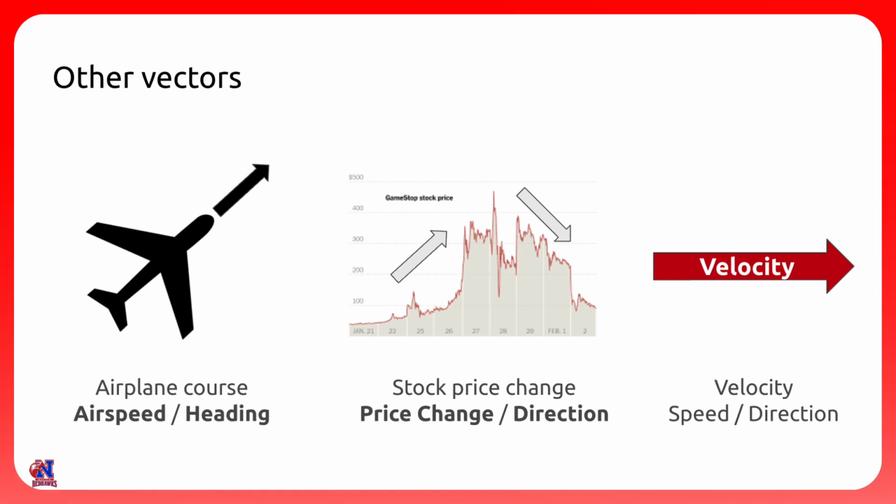There are other vectors. Here's an airplane. It's got a heading and an airspeed. So 600 miles per hour north, that's a vector. Or GameStop stock price, which went up a certain amount, vector, direction is up and to the right, and magnitude is how much it went up, and then it went back down. So magnitude is how many dollars it went down, units is dollars, and down to the right. Velocity is a term we're going to start to talk about later. It also has speed and direction.